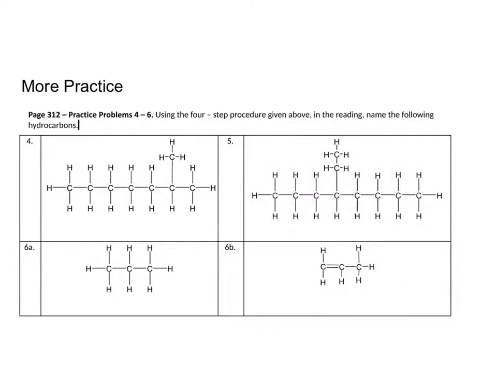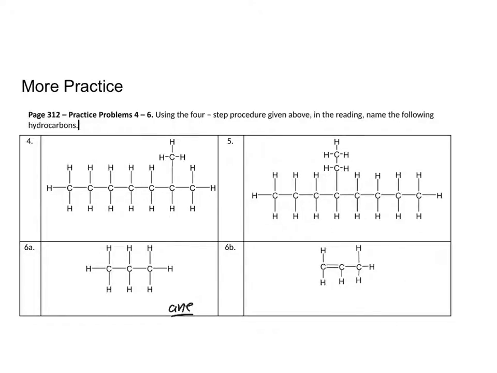So here's some more practice, and I'm going to walk through these with you so that we can talk about it. But you're going to see that, in the case of 6A, which is the first one I'm going to talk about, I know that there's all single bonds, so it's going to be an ane ending.